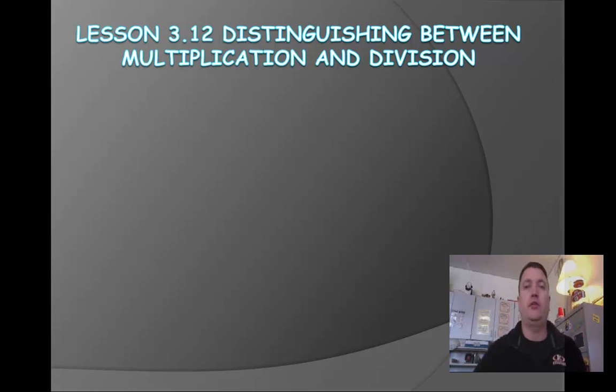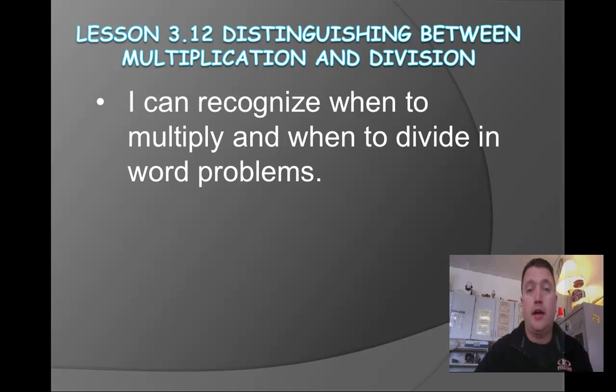All right, ladies and gentlemen, lesson 312, distinguishing between multiplication and division. Okay, a couple I can statements this time. That's a little different than we're used to, but we're going to go ahead and write them both down. I can recognize when to multiply and when to divide in word problems.